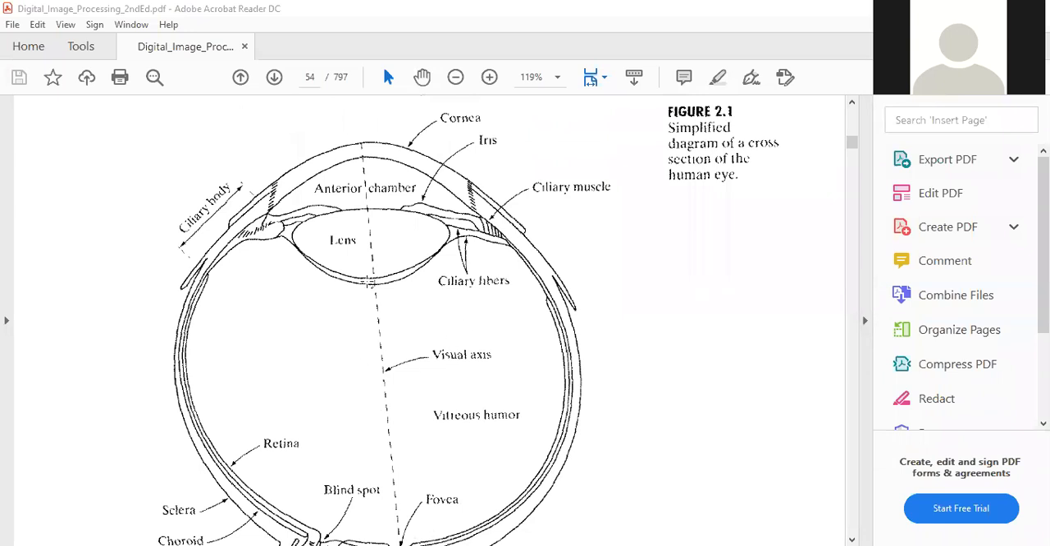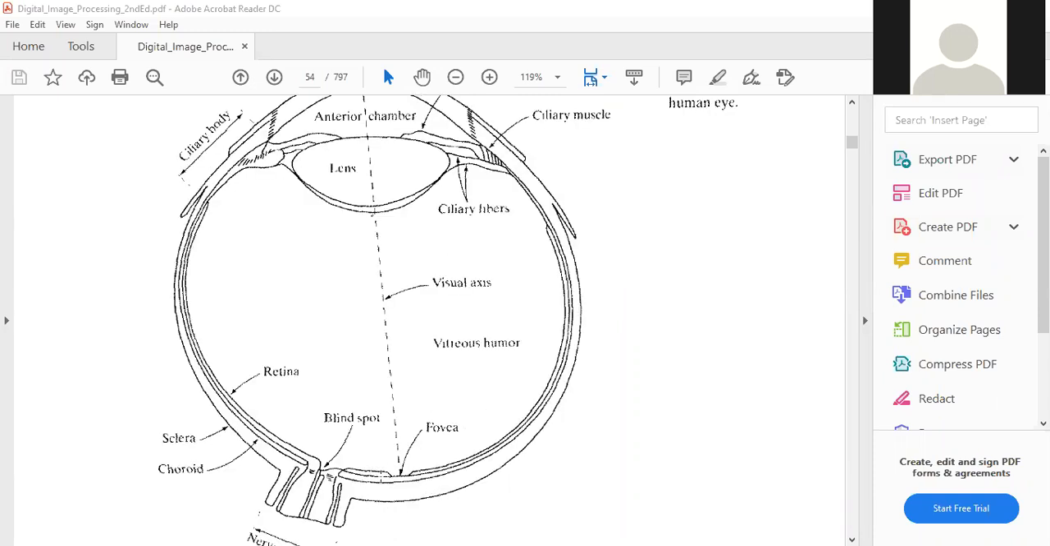Then we have the visual axis. This is the axis exactly fed onto the fovea. What is the fovea? Fovea is responsible for two types of vision: photopic vision and scotopic vision. Photopic vision means bright light vision, and scotopic means dim light vision. We can see at night due to these cones and rods. There are about 6 to 7 million cones and 75 to 150 million rods.